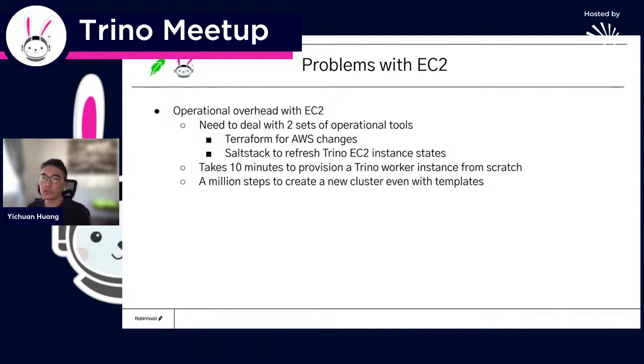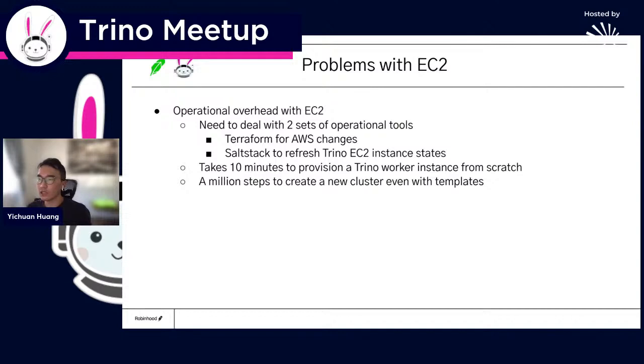then we need to use SaltStack, which is another orchestration tool we're using internally, to push all the Trino setup to the EC2 bare metal instances, like downloading the binary, spinning up the process, and installing all the dependencies. Managing these two sets of operational tools is always a headache. We basically need to manually record all the steps, like we should do this first and that next. If we miss some step, then the cluster will not come up.